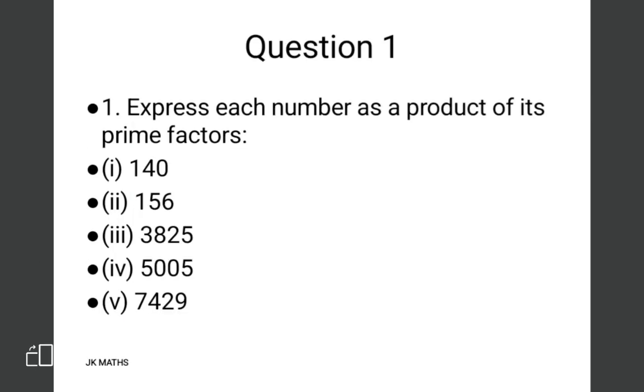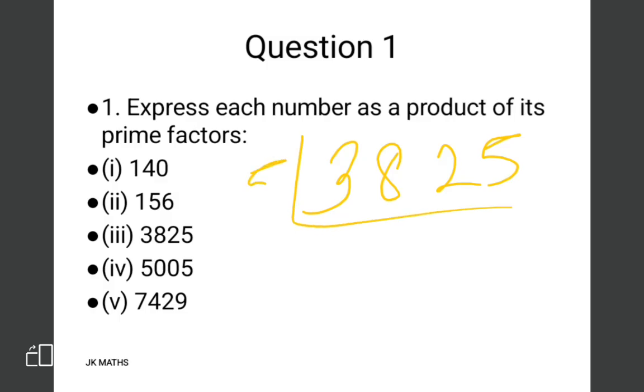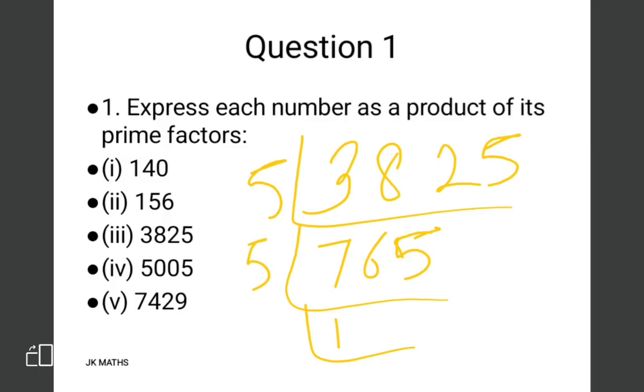Now 3825. So since the last units digit ends with 5, we can use 5 table. 5 ones are 5, you can do in a notebook. 5 6s are 30, 5 7s are 35, 3 remaining, 5 6s are 30, 5 5s are 25. So again it ends with 5. So again we can use 5 table. 5 ones are 5, 5 5s are 25, 5 3s are 15.